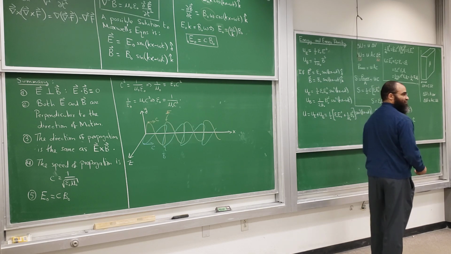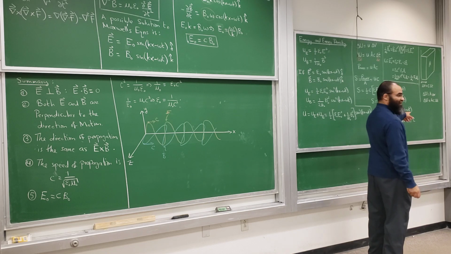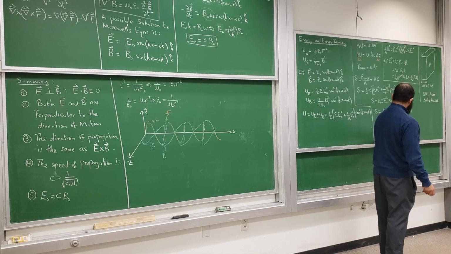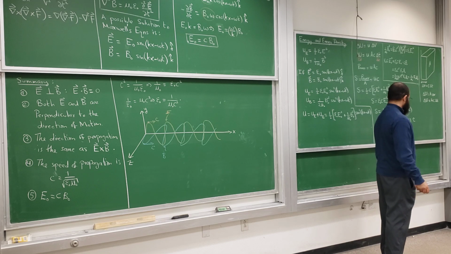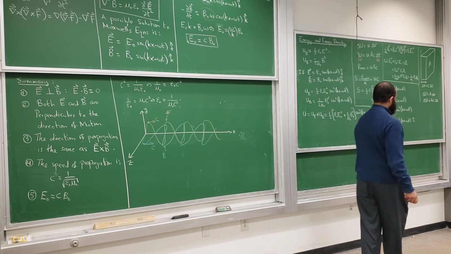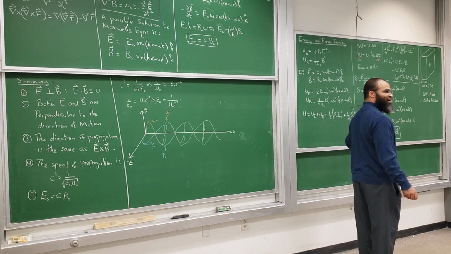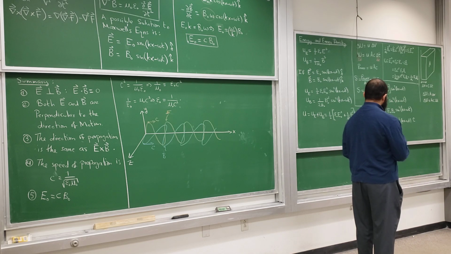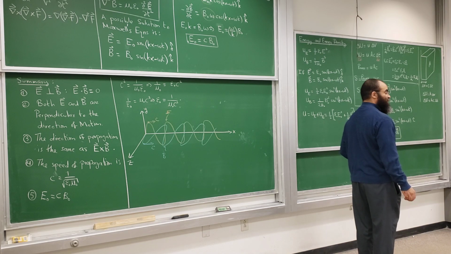Okay? Yes? Because E cross B gives you the I hat. And then the rest is just E naught B naught sine squared. And then what's in front is the mu naught. In fact, I have a problem that I'm going to do soon, where we find S.